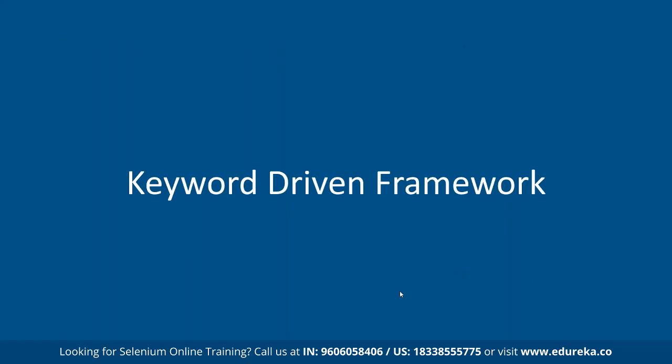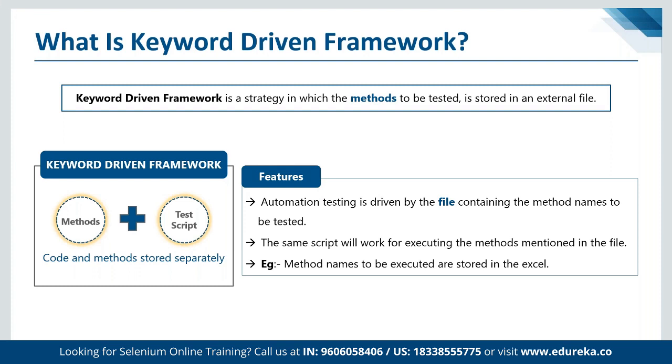In data driven, you pass the data directly. In keyword driven, you define a keyword to read. So you read the keyword, and based on that you perform the action. Keyword driven framework is a strategy in which the method to be tested is stored in an Excel file. So you define each method: open browser would be one method, close browser would be one method, and so on. In keyword driven framework, automation testing is driven by the file containing the method names to be tested.